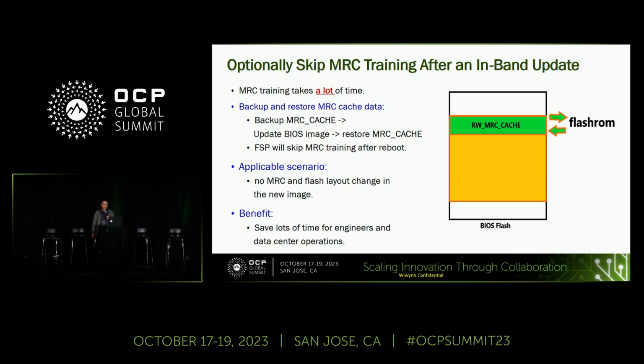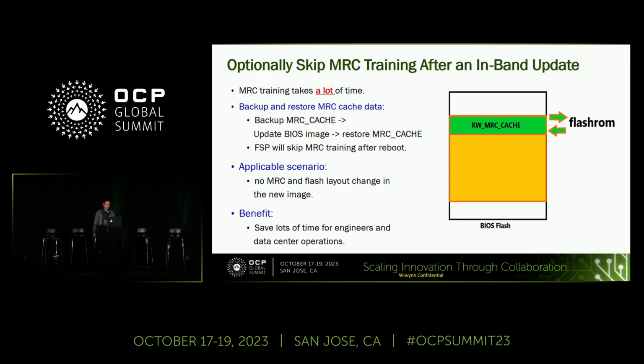The idea is pretty simple. We can skip MRC training by backing up and restoring MRC cache data after an image update. Coreboot defines an MRC cache region on BIOS flash that stores the MRC training data. And we can use flashrom during our in-band update to back up the MRC cache data first, then update the BIOS image, and restore the MRC cache data back to flash. So this way, FSP will skip MRC training after reboot.